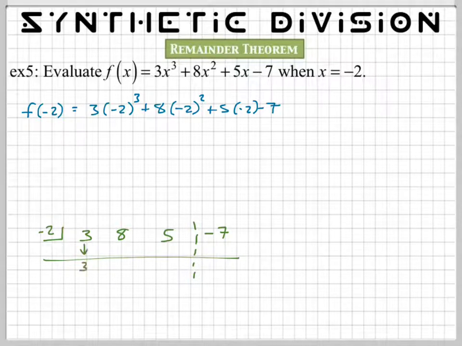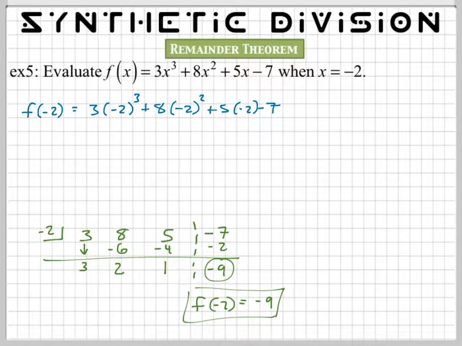You bring down the 3 first, because that's how you do synthetic division. Then you go 3 times -2. That'll give you -6. You take the -6, add it to the 8. Then we add that, we get 2. So now I go 2 times -2 is -4, so I put that right there. Add that to the 5, I get 1. 1 times -2, that will give us -2. So I add the -7 and the -2 to get -9. This is our answer, -9. So if you plug in -2 to our function, you get -9, says the remainder theorem.